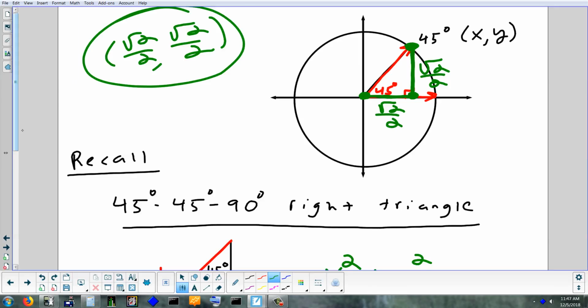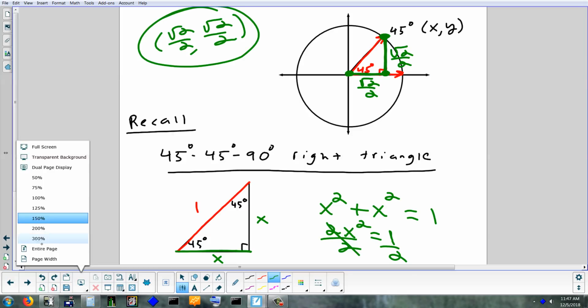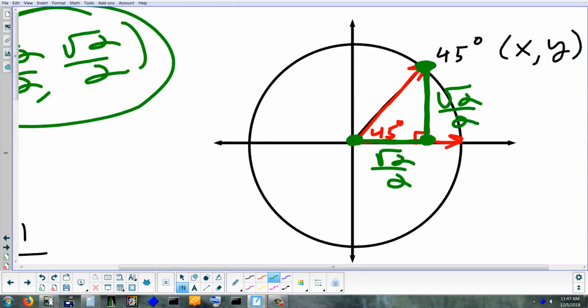Okay, so that takes care of multiples of 45. Now, let's say you didn't have your 45-degree triangle in quadrant 1. Let's say you flipped it and you put it over here. If you make a mirror image of it, does it change the lengths of any of the sides? No. They're both root 2 over 2 still. The only difference is now one is negative.